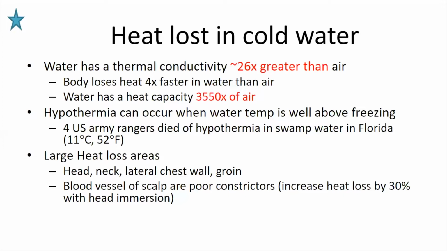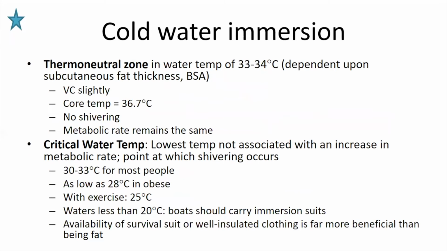So anyways, we lose a lot of heat from the head, the neck, the lateral chest wall, and the groin. So the neck, the chest wall, and groin, that's where we have large blood vessels. So the thermal neutral zone of water is about 33 to 34 degrees Celsius. So if we were to do underwater weighing, we would make sure that the water that the subject would be submerged in would be between 33 and 34 degrees Celsius because we do not want the participant to shiver.